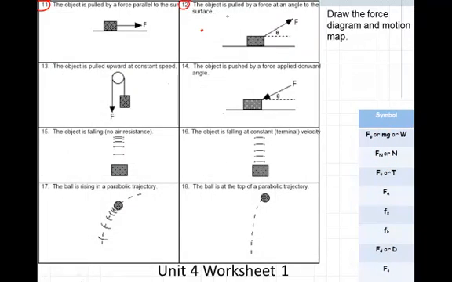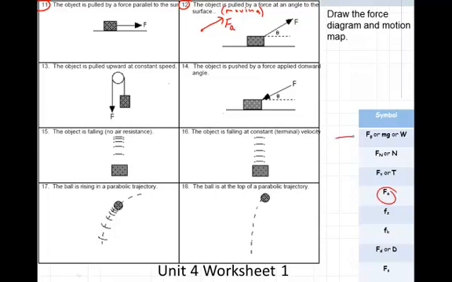Number 12 says the object is pulled by a force at an angle to the surface. It doesn't tell us specifically, so I'm just going to assume that this is moving. I don't know that for sure, but I'll say that it's moving for the sake of this example. It's being pulled by a force, and I have no idea what this force is. It's a string, not 100% sure, so I'm going to use F sub A as the applied force. That's the applied force.